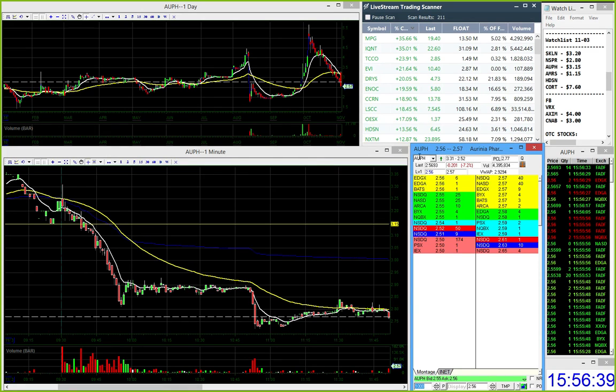For example, if I want to get long AUPH, like I mentioned earlier, I can either bid at 56, so I can add liquidity. If I bid for 400 shares at 56, then in that case, I'm going to be adding to the liquidity on the bid here, and I would have to wait for someone to sell me the shares.